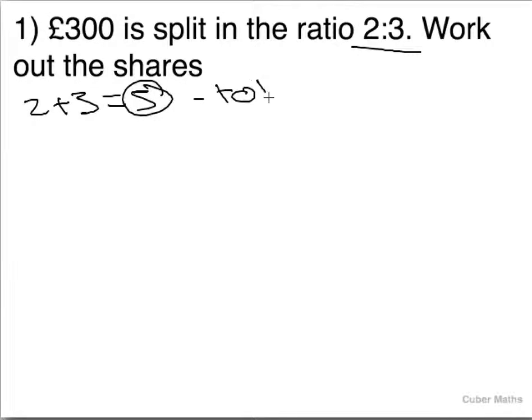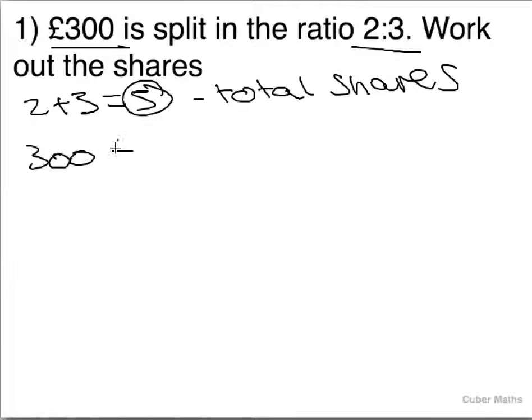So that's total shares. So the next thing we need to do is divide our money, so £300 divided by our total shares, so divided by 5. 300 divided by 5 is 60. So 60 is equal to 1 share.